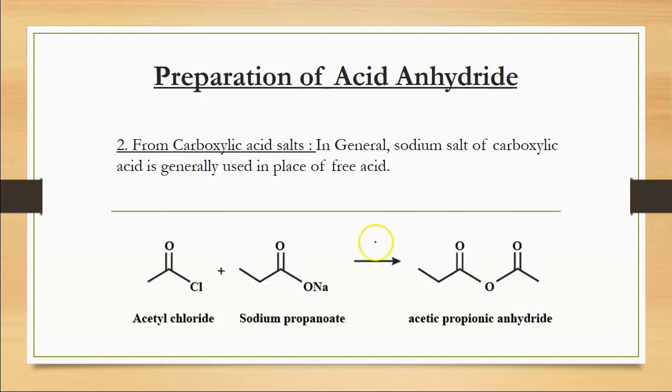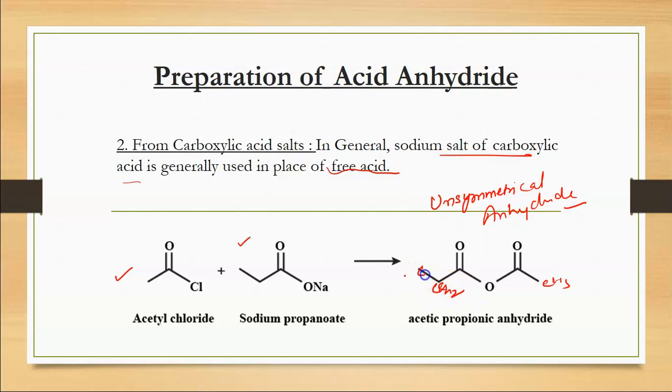Okay. So there we have another example, a case of unsymmetrical anhydride, where you have seen the reaction of acetyl chloride with sodium propionate. That is the sodium salt of carboxylic acid, which is used in place of the free acid. So this will help you to get unsymmetrical anhydrides like that. Okay, because this group is this much only, and this group is CH2, CH2, CH2, CH3. Get it? Which is why it is an unsymmetrical anhydride.